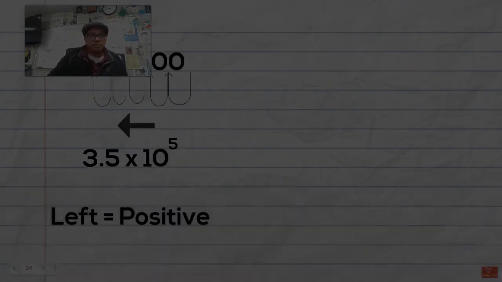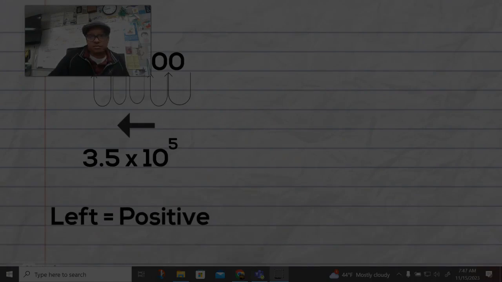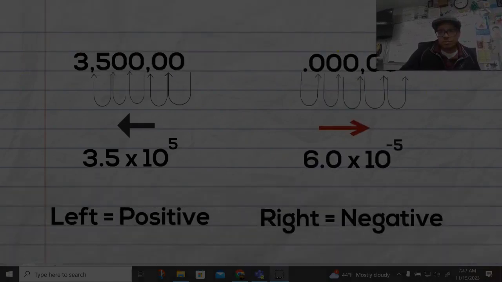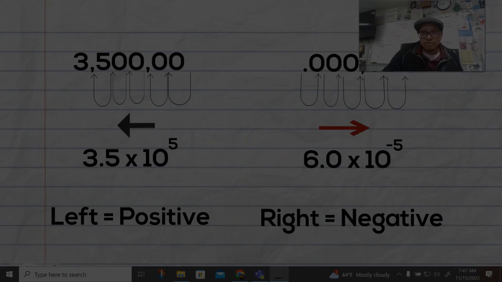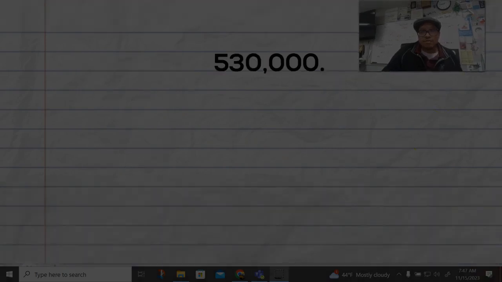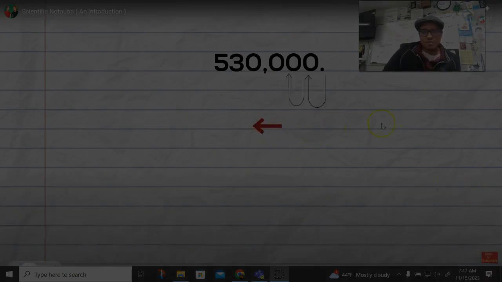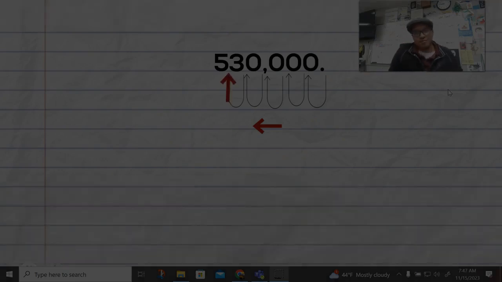If you have to move the decimal to the left, the exponent will be positive. If you move the decimal to the right, the exponent will be negative. So let's look at 530,000. In this example, we do not have a decimal, so we can assume it's after the last zero. The coefficient must be between 1 and 10, so we need to move the decimal 5 places to the left, because 5.3 is between 1 and 10. The exponent will be positive, because we moved the decimal to the left, and it can be rewritten as 5.3 times 10 to the fifth.